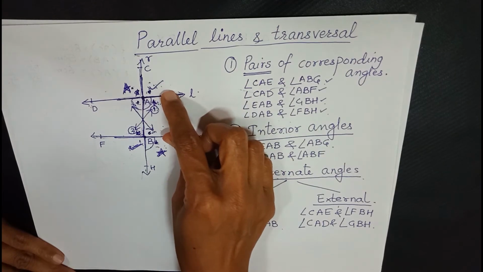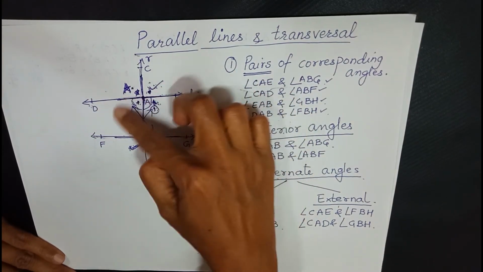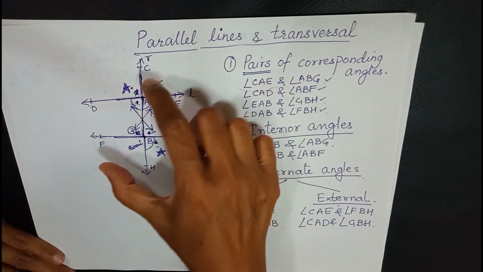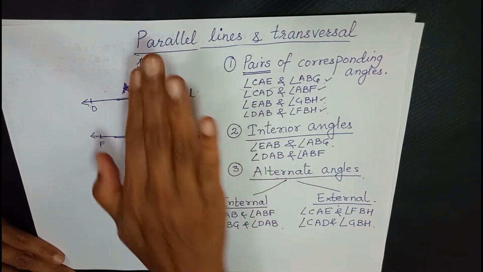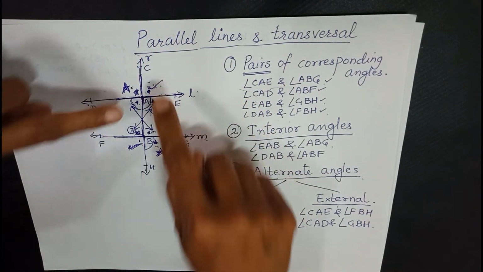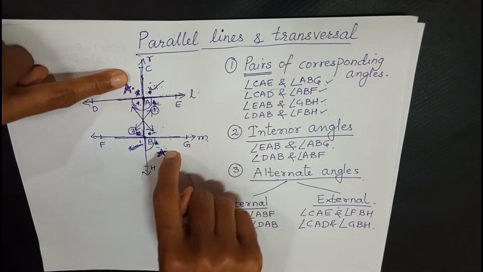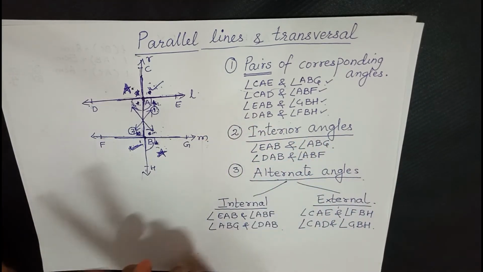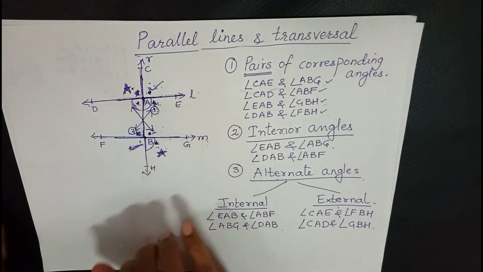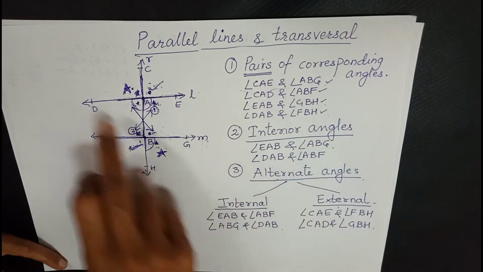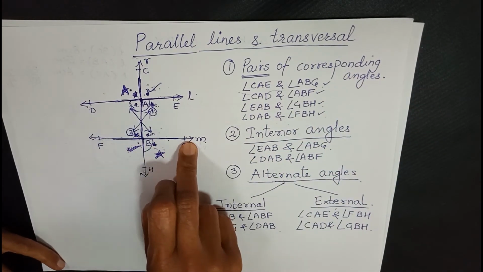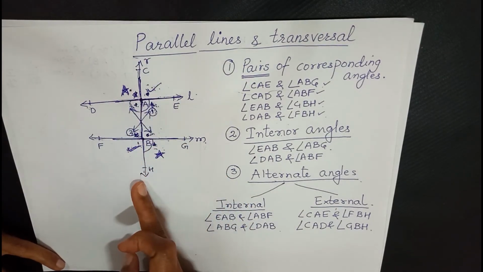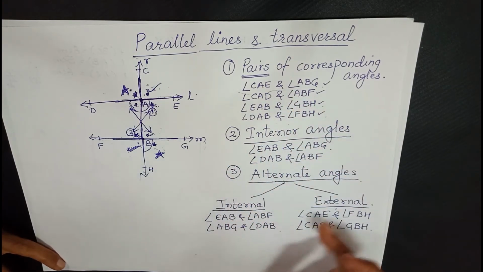Interior means inside the parallel lines. This is the parallel line, inside the parallel lines. Exterior is outside the parallel lines. So again, you can see these two will be alternate, one on the right side, one on the left hand side. Similarly here, one on the right, one on the left. So these are called pairs of angles, that is two angles together. Now, what is the property of these angles if the lines are parallel? That is what we have to see. If two lines are parallel and a transversal is cutting, then what is the property of these angles?